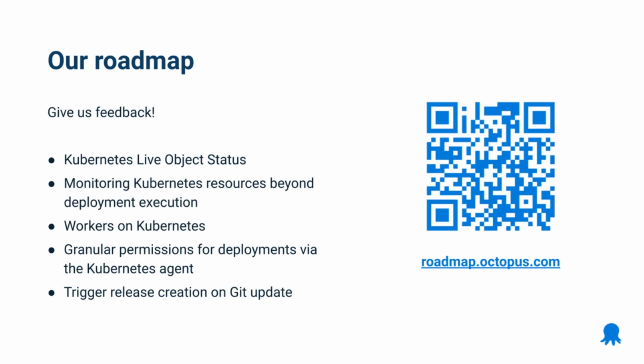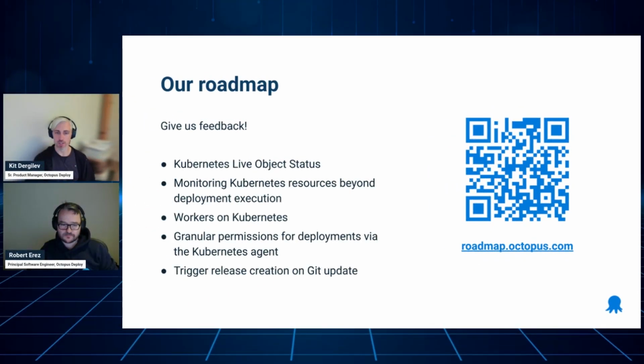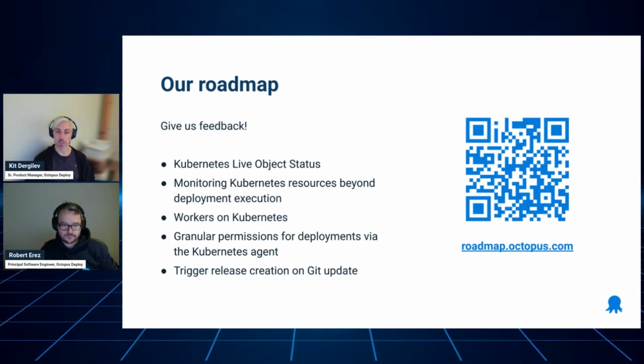We're going to add workers to Kubernetes, so you can deploy to other targets, not just Kubernetes, using Kubernetes as an execution environment for a pipeline. We want to add more granular permissions, so you can control what the agent can do in your cluster, and scope it to a project or to a project environment. And we're going to add more triggers for Kubernetes, so you would be able to create a release and start a deployment not just on container image changes or Helm changes, but on changes in your Git repository.